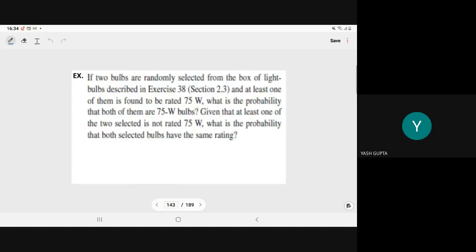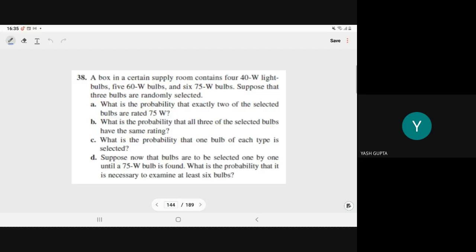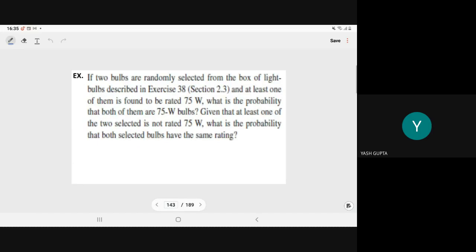So if 2 bulbs are randomly selected from the box of light bulbs described in exercise 38. In exercise 38, we have the 3 types of bulb, 40 watt, 60 watt, and 75 watt, and their numbers are given to you: 4, 5, and 6 respectively. Now you are choosing any two bulbs. From these two bulbs, you have to determine these probabilities.